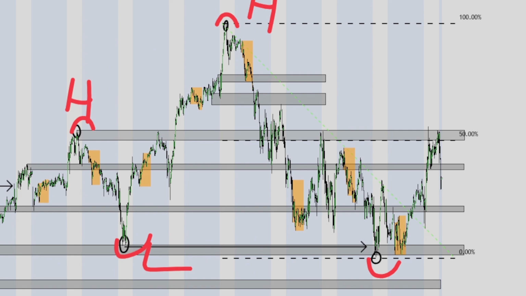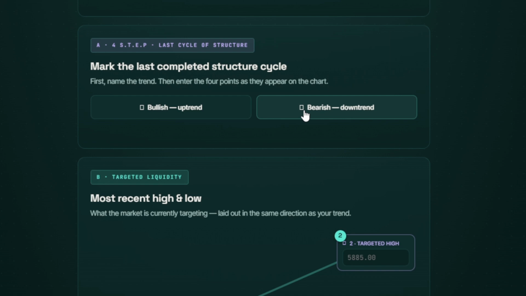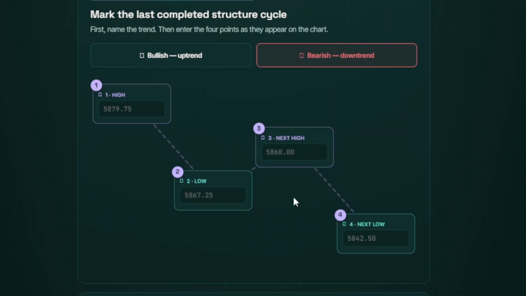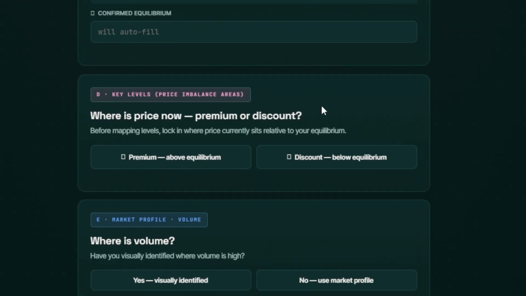So technically, when looking at this, we are in somewhat of a bearish trend, or that's how the application defines it. So we want to click bearish. When we click bearish, the application will force you to enter the structural points. The reason I've integrated this into the system is because a lot of traders get stuck or confused or misread their market structure, and as you can see, it's a knock-on effect. It messes up everything else in the system.